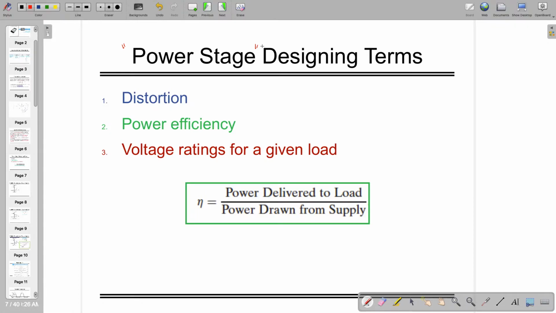The next part is the power efficiency. Power efficiency is defined as power delivered to load divided by power drawn from the circuit. That has to be divided, and we need to find out the efficiency in percentage. And of course, it is very important to note that the voltage rating or the power rating is very useful for a given load.